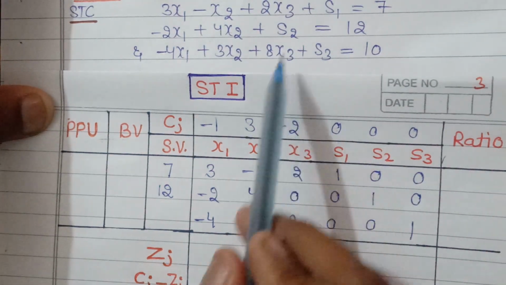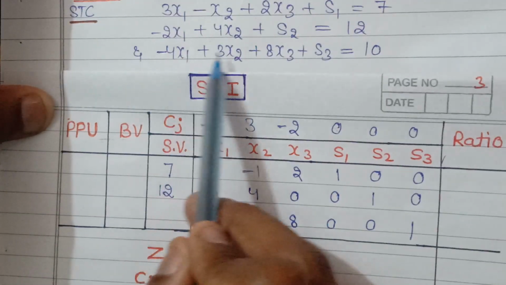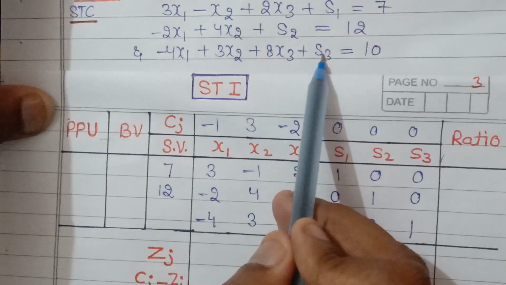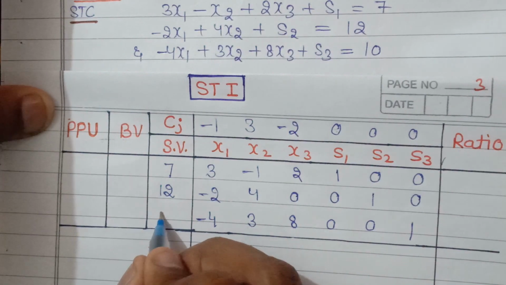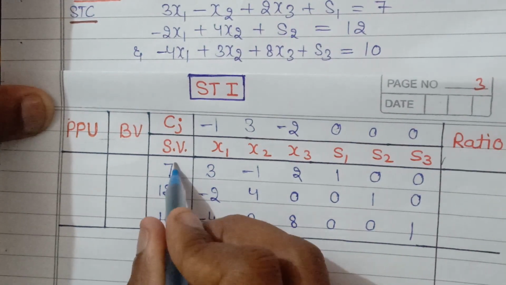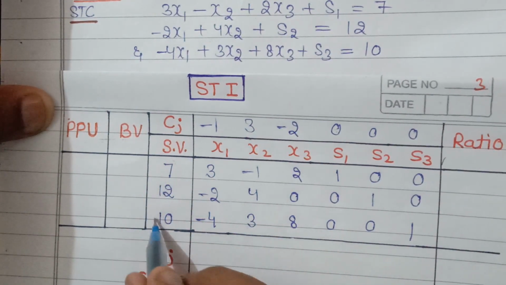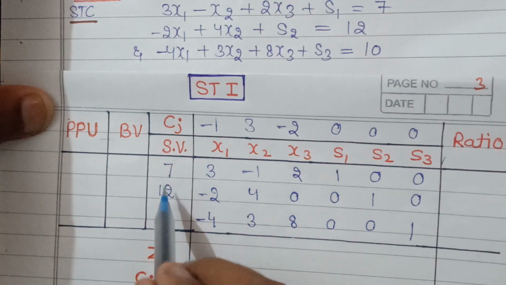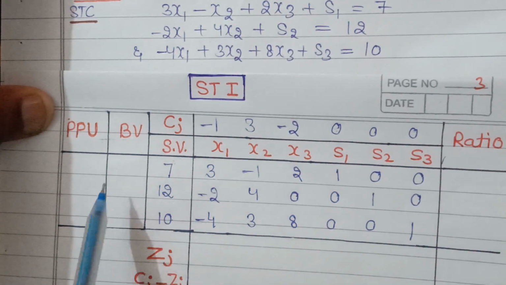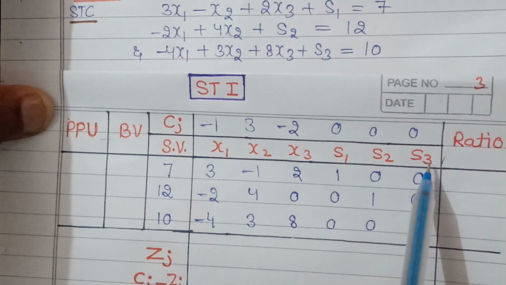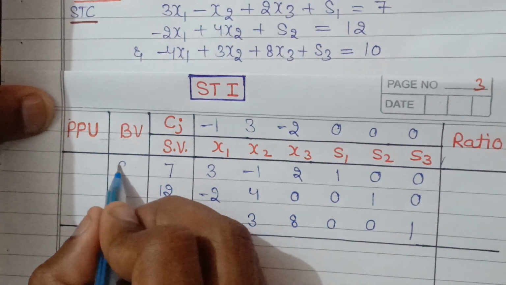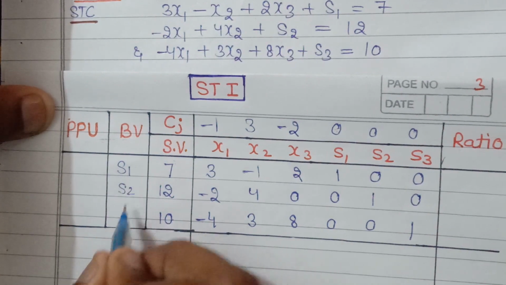Okay, now you will see that if I put the value of x1, x2, x3 as 0, then s3 comes out to be 10, so the solution variable here is 10. Okay, so this is the initial basic feasible solution for the linear programming problem. Now we have to enter the basic variables here. S1, S2 and S3 are the basic variables, so let us write here S1, S2 and S3.